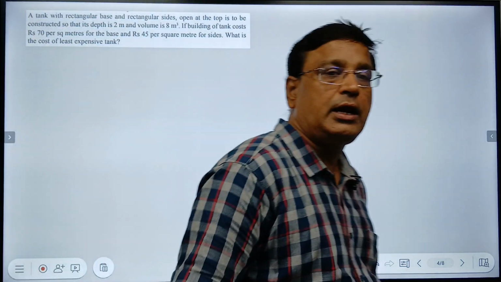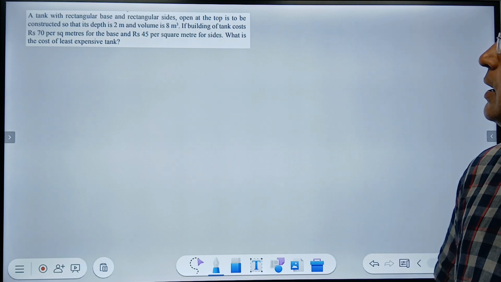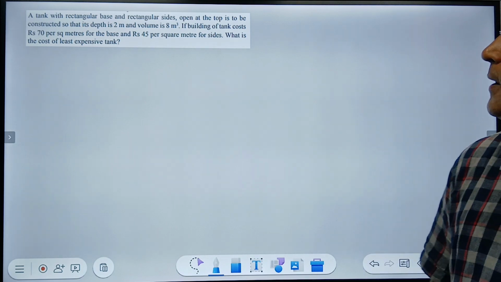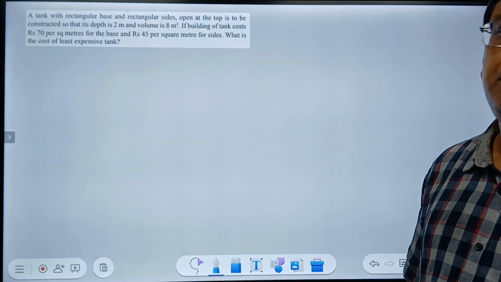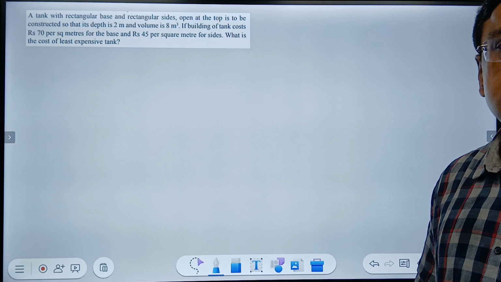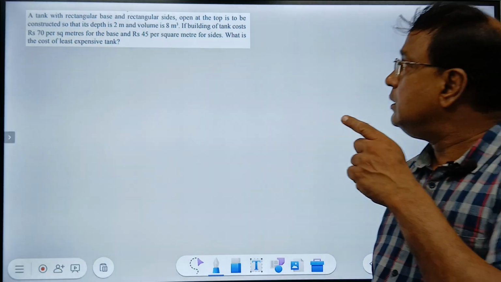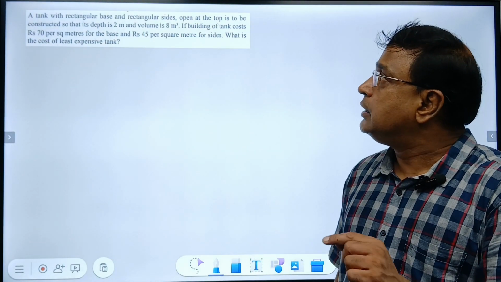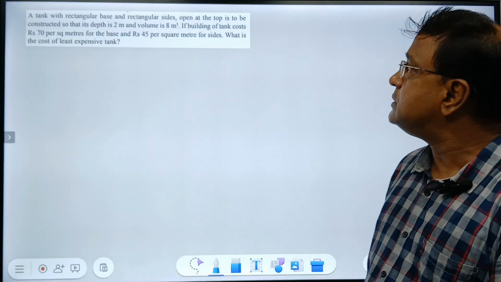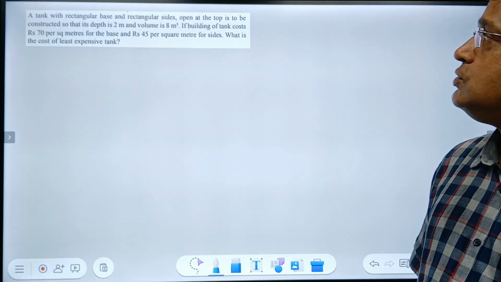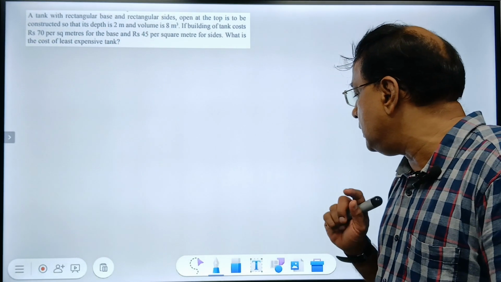Now he has given you a rectangular tank, okay? The tank which is having a rectangular base and it is also having rectangular sides. But he has also given you two important things. One is, he has said the depth, the height of the tank is 2 meters, and he also says the volume of the tank is 8. So these two are given to you. Now, he also says it costs rupees 70 per square meter to make the base and 45 per square meter to make the sides. So he wants to know the cost of the least expensive tank. Okay, so let's see how we solve this problem.